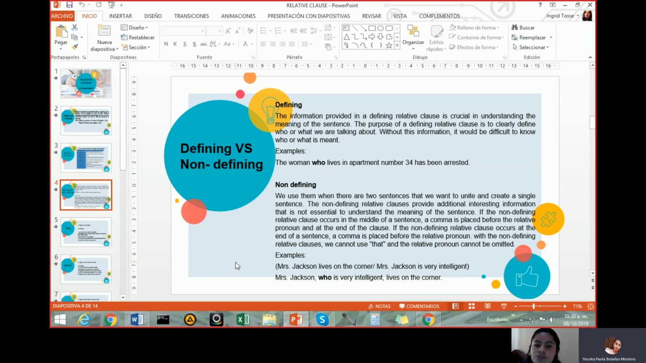Now with non-definite, we use it when we have two sentences that we want to unite and create a single sentence.